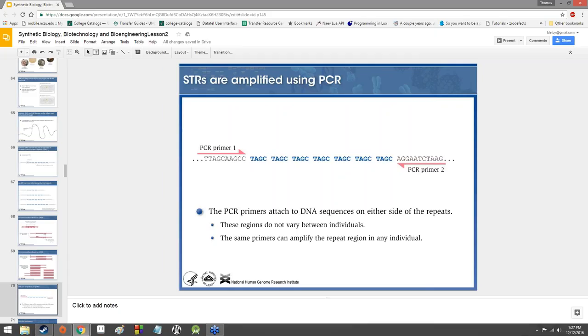The PCR primer is attached to DNA sequences on either side of the repeats. These regions do not vary between individuals, so the regions that denote the beginning and end of an STR will be identical between people. And the same primers can amplify the repeat region in any individual, so they can extend the length of that repetition and have more of it.